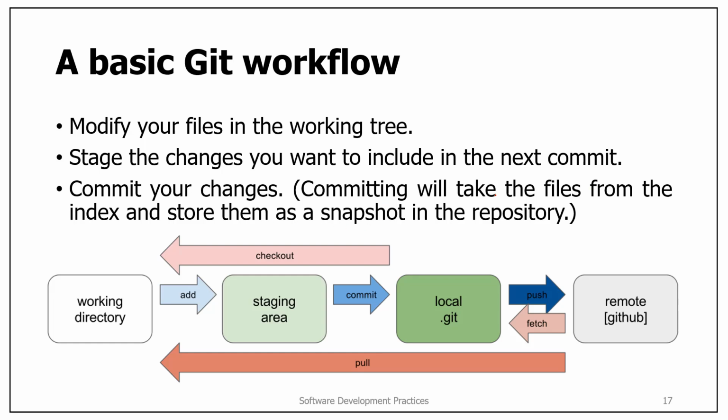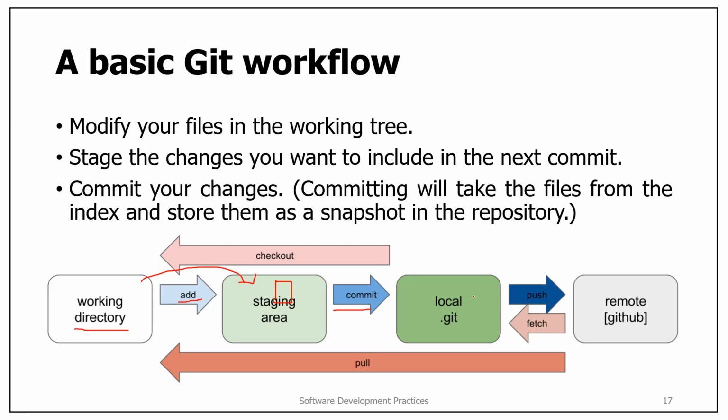Here you can see commit will take the file from the index, that is the file from the staging area, and store it as a snapshot in the repository, right? So the working directory is the area where the file is available. Once the file is ready, by using the add command it will be moved to the staging area, and here the file is ready to move to the repository. Then by using the commit command it will be moved to the repository.